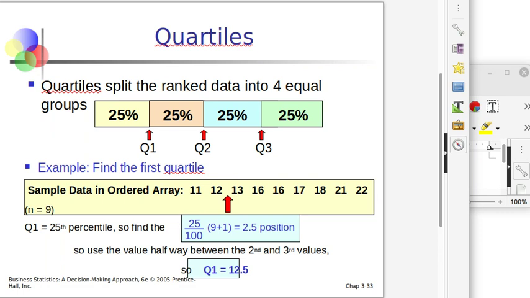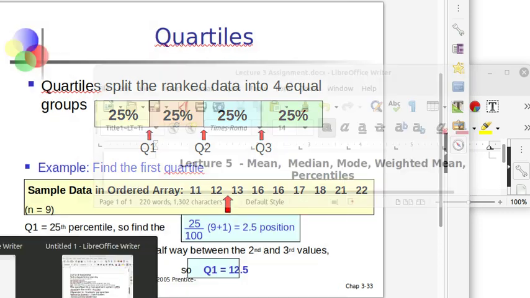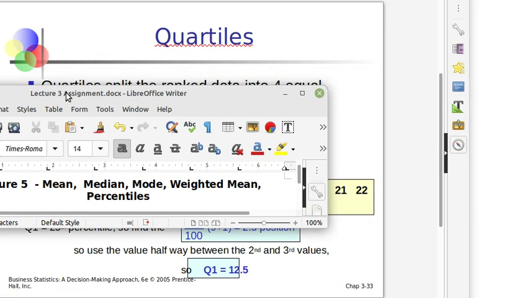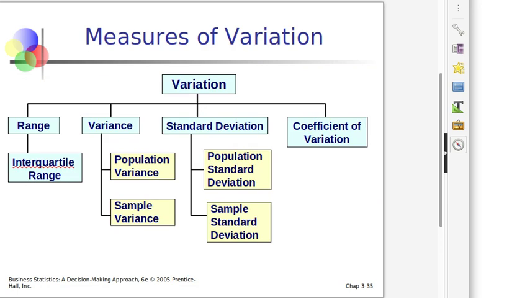Okay, class, this is lecture number 6. Last lecture, we talked about mean, median, mode, weighted mean, and percentiles. Today, we'll talk about quartiles and measures of variation, which are range, variance, standard deviation, and coefficient of variation.